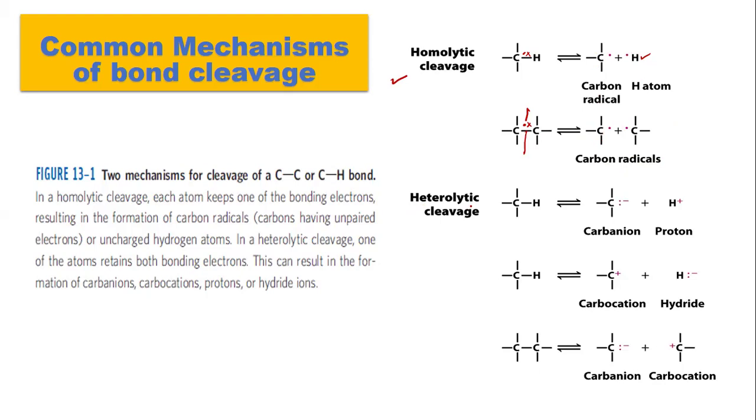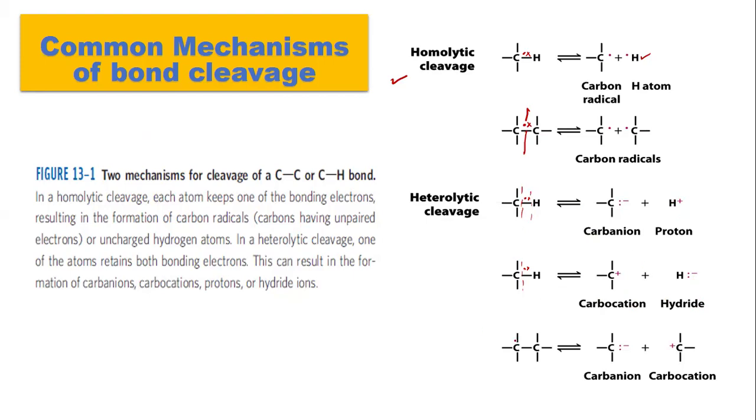The second mechanism is heterolytic cleavage, where the bond cleavage is not symmetrical. It is asymmetrical, which means the bond is cleaved from an extreme position, close to the carbon or close to the hydrogen. For example, if the bond is cleaved close to the hydrogen, the carbon atom will get both electrons and it will be a carbanion, and hydrogen will not get any electron and it will be a proton. In the other case, if the bond is cleaved close to the carbon, the carbon will not get any electron and it will be a carbocation, and the hydrogen atom, by gaining two electrons, will become a hydride.